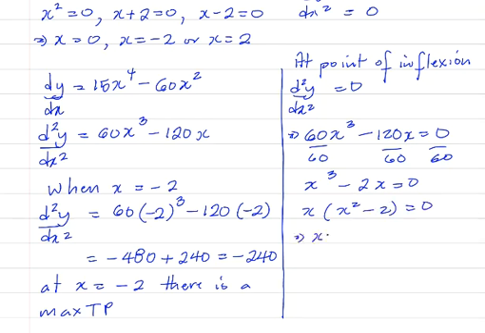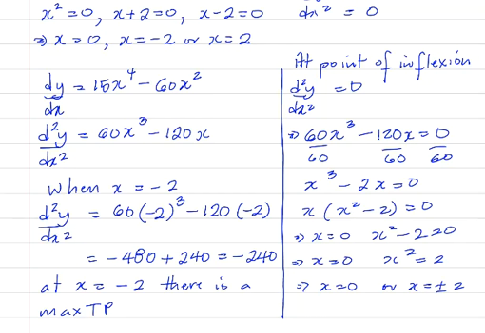Therefore, x is equal to 0, or x squared minus 2 is equal to 0. Therefore, x is equal to 0, or x squared is equal to 2. So, x is equal to 0, or x is equal to positive and negative root 2. So these are the values of x for which d2y by dx squared is equal to 0.